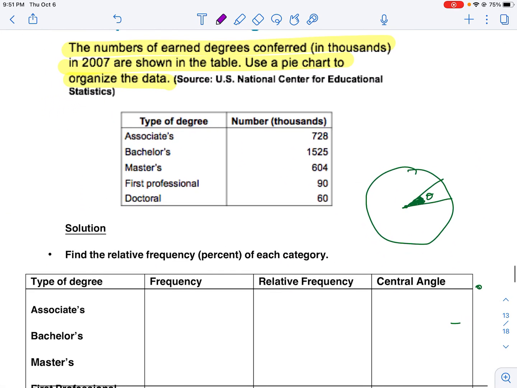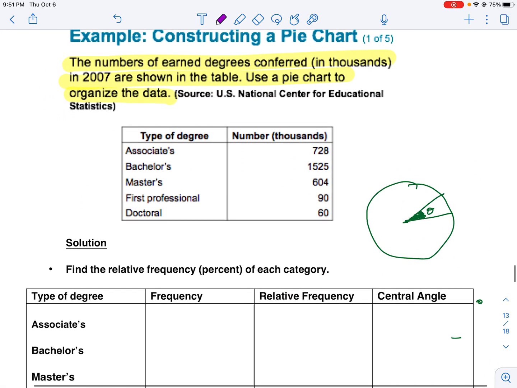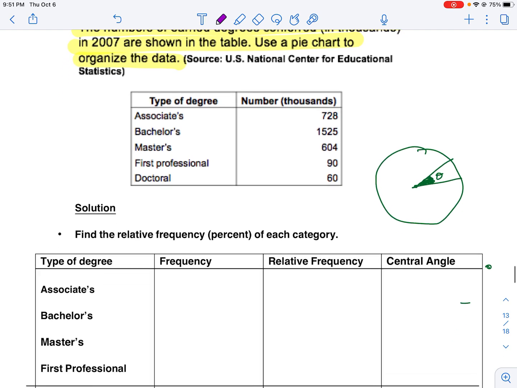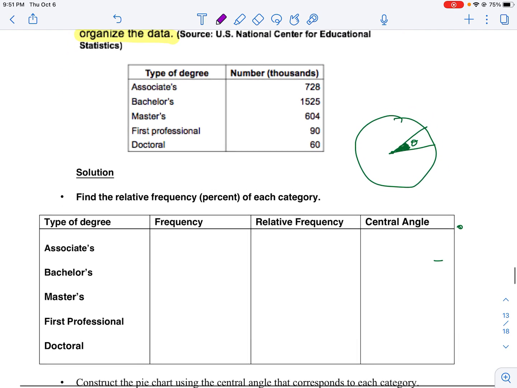So here it says the numbers of earned degrees conferred in 2007 are shown in the table here. Use a pie chart to organize the data. So they gave you type of degrees: associates, bachelor's, master's, first professional, and a doctoral. And then they gave you the numbers in thousands, right? Numbers in thousands. What does that mean?